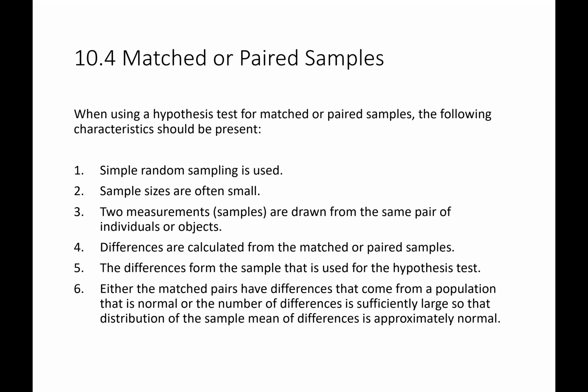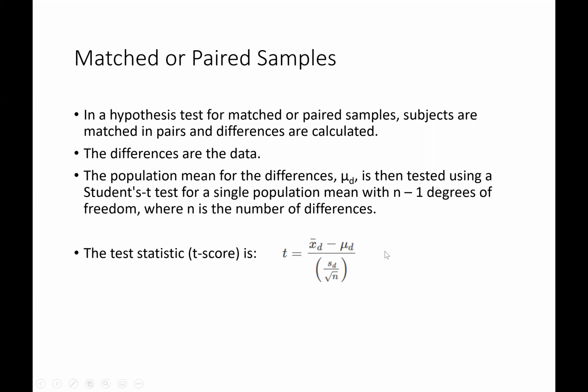Either the matched pairs have differences that come from a population that is normal, or the number of differences is sufficiently large so that the distribution of the sample mean of differences is approximately normal. Okay. Now, the statistics for this and all the other stuff are rather complicated to calculate. That's why we're glad we have a calculator.